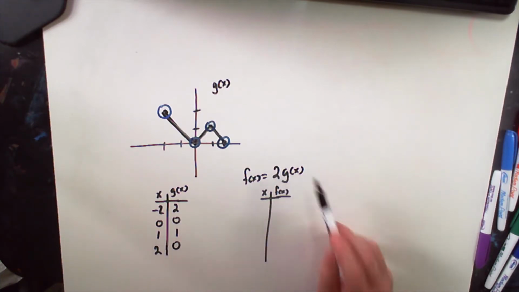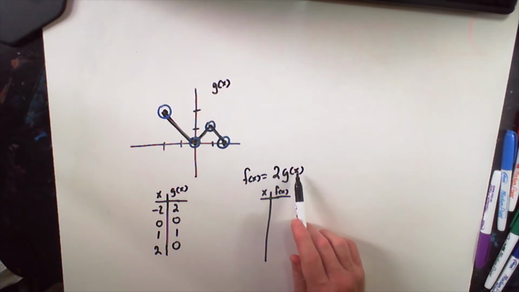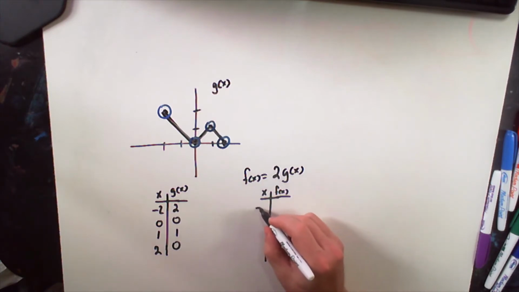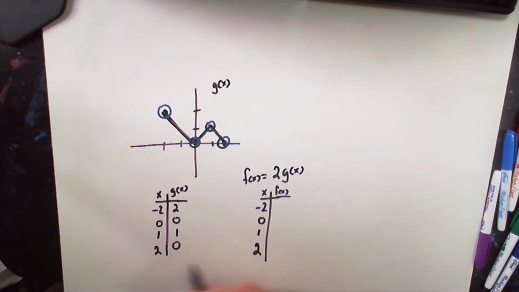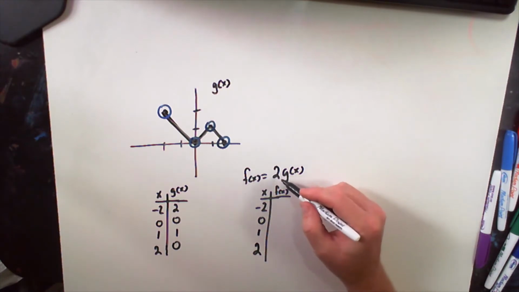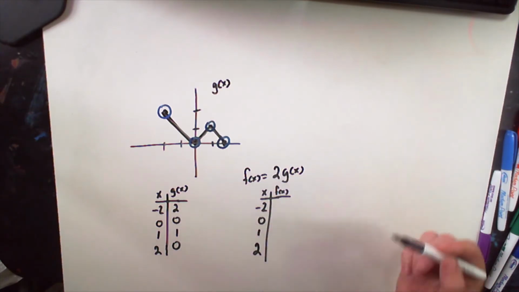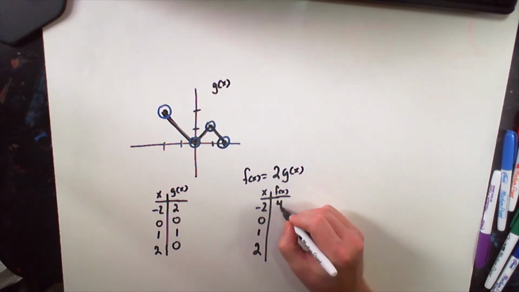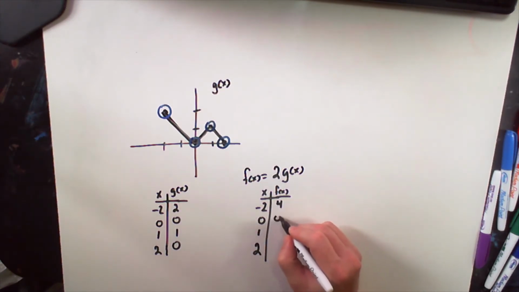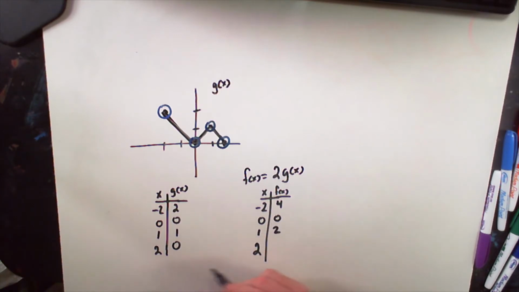Since there's no effect at all on the x values, my x values are going to be the exact same as they were in my original function. Now my g values, they're going to change. Every one of my g values is going to be multiplied by 2. So instead of 2, I'll have 4. Instead of 0, I'll have 0. Instead of 1, I'll have 2. Instead of 0, I'll have 0.